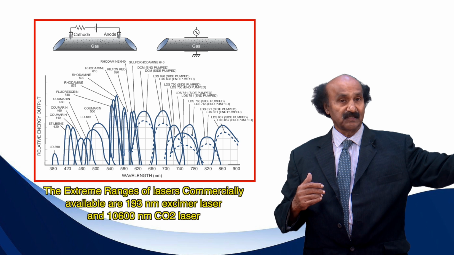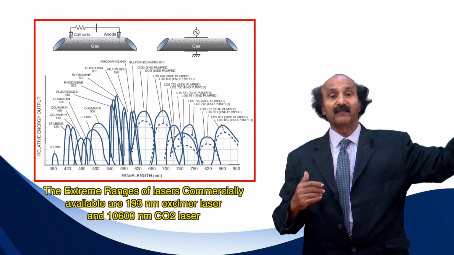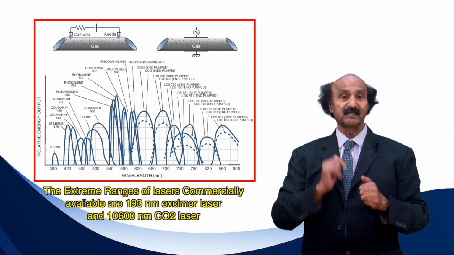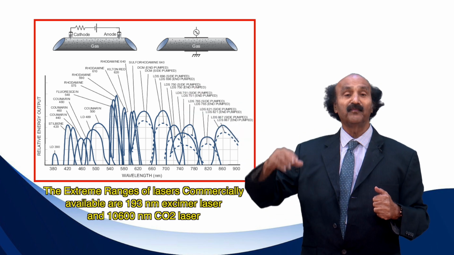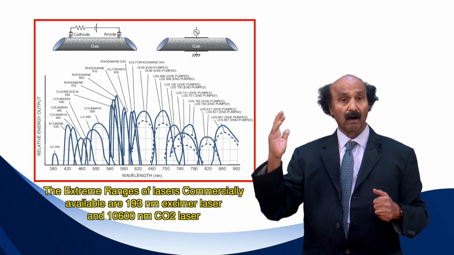The other end is the 10,600 nanometer carbon dioxide laser. This is far infrared. Let me repeat, argon fluoride and argon chloride lasers are far ultraviolet, and this is far infrared. All these ultraviolet lasers, particularly excimer lasers, are always pulsed. They could never be made a CW laser. In contrast, the CO2 laser is something unique. It can be made to work as a CW laser or a pulse laser.